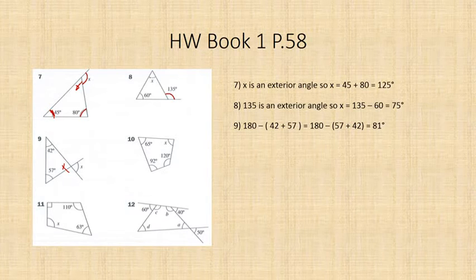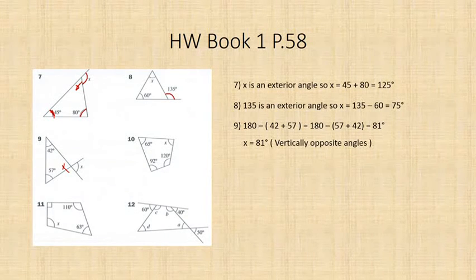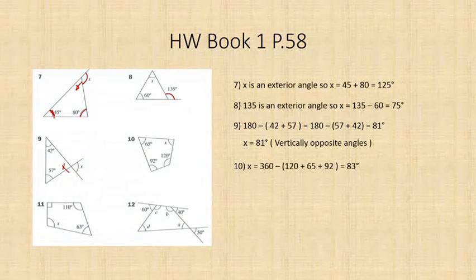Okay, so let's go for question 10. Here, it's the angles inside a quadrilateral, and we know that angles inside any quadrilateral are equal to 360 degrees. So if I have a missing angle, you will add all the other angles and subtract them from 360 degrees. So here in this question, for example, I will just subtract 360 minus (65 plus 92 plus 120). So it's going to be equal to 83.